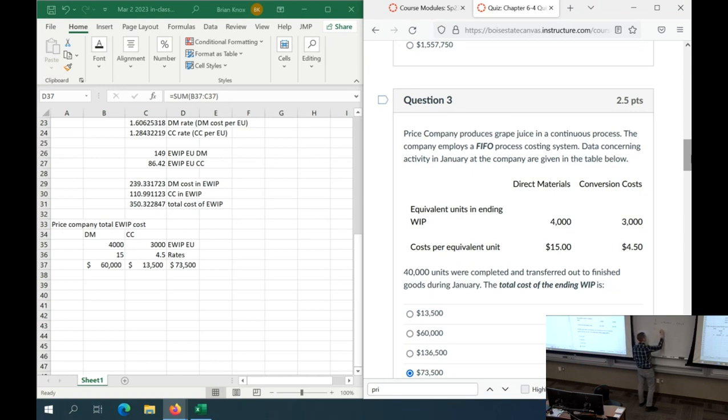FIFO DM TEU can equal units started. TEU equals units completed minus beginning WIP equivalent units plus ending WIP equivalent units. And units completed, every time we do that cell, it's beginning WIP physical units plus units started minus ending WIP physical units.